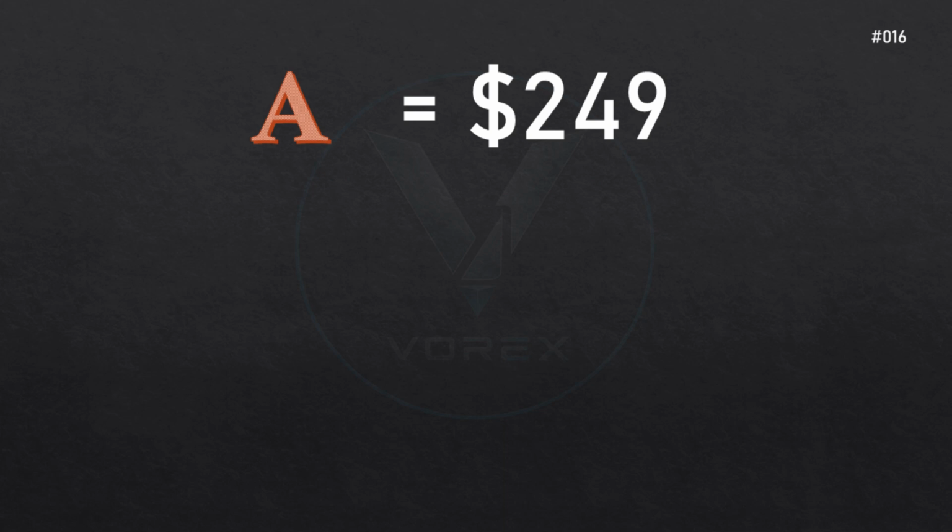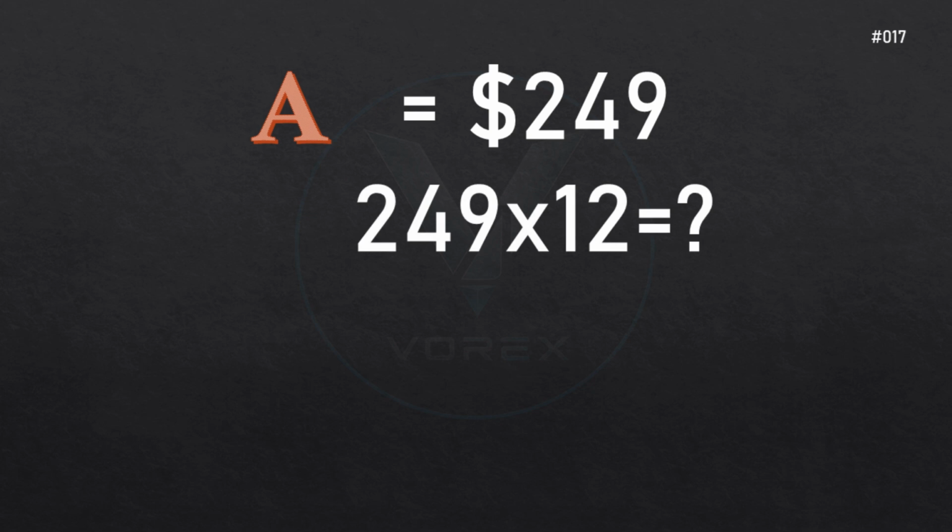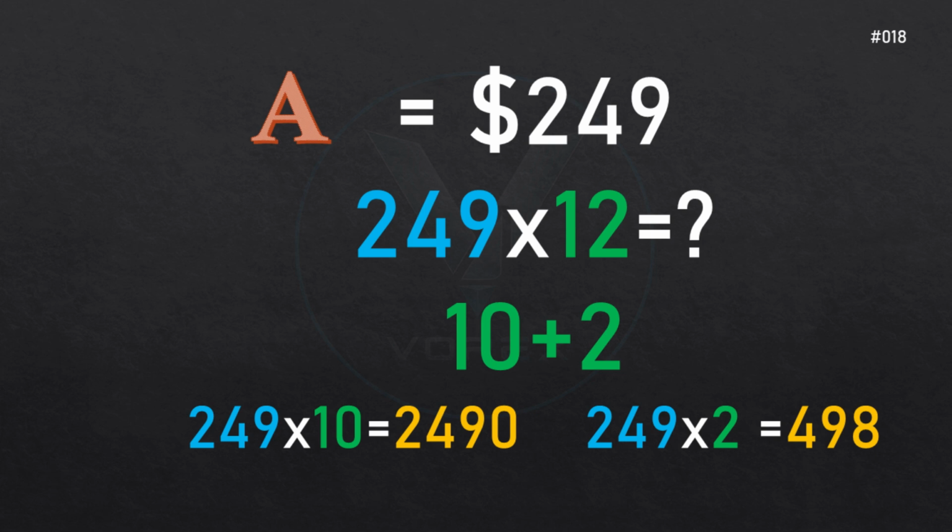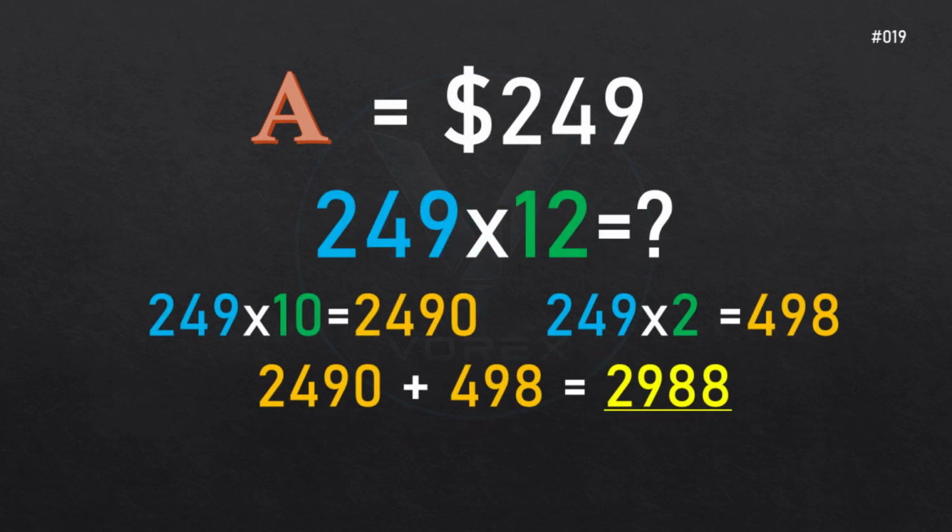Now let's use this in a real-life situation. Imagine an item costs $249, and you want to buy 12 of them. We break 12 into 10 plus 2. 249 times 10 equals 2,490. 249 times 2 equals 498. Now we add them together. 2,490 plus 498 equals 2,988. And just like that, we found the answer without using a calculator.